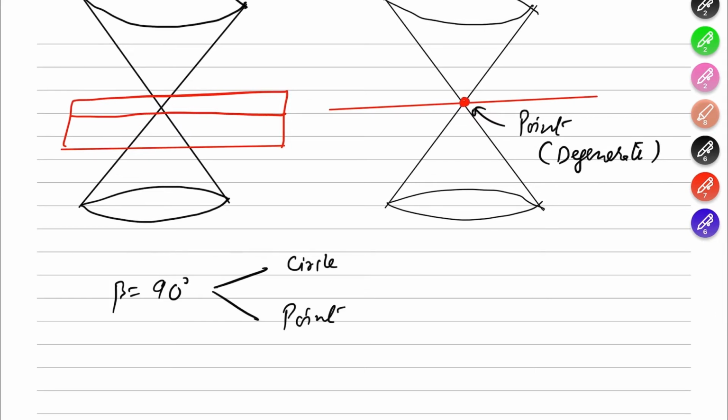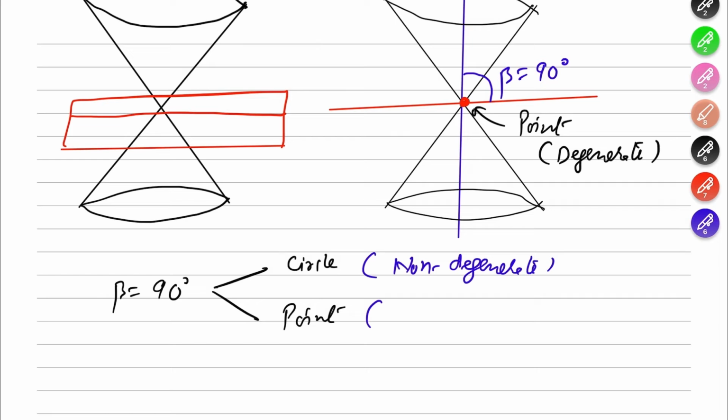What is beta? Beta means the angle between the axis and the plane. So this is the axis of a cone, and in this case this angle beta is equal to 90 degrees. So beta equal to 90 degrees gives rise to a circle or a point, depending on whether the cutting plane passes through the vertex of the cone or not. If the cutting plane does not pass through the vertex of the cone, it gives rise to a circle, and that is a non-degenerate case. Whereas the point arises when the cutting plane passes through the vertex of the cone, and that is a degenerate conic section.